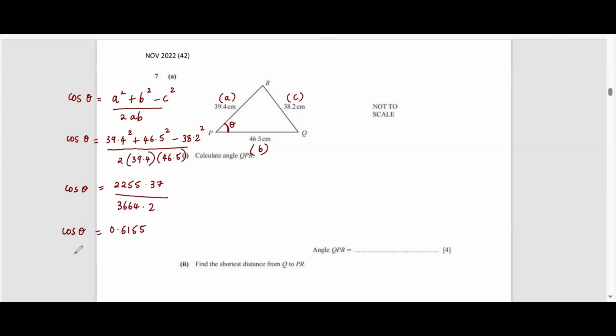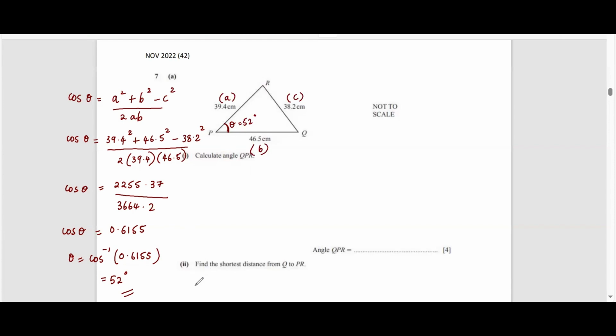We need theta, we don't need cos theta. So take cos to the right hand side. So this will become cos inverse of 0.6155. So cos inverse of the answer will give me 52 degrees. 52 degrees is the answer for angle PQR. So theta is 52 degrees.